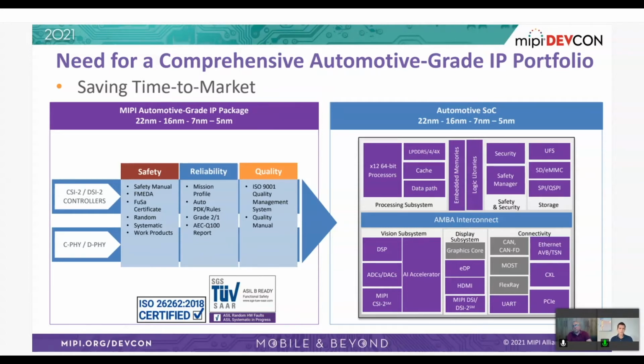But beyond the protocol, you also need to make sure that the deliverable, the IP, also supports all the activities related to safety, reliability, and quality. So consider that as an automotive grade package that takes care of the protocol and all the automotive requirements that are safety, reliability, and quality. This is what ultimately will help you accelerate the development and make sure that your SoC will be qualified for automotive.